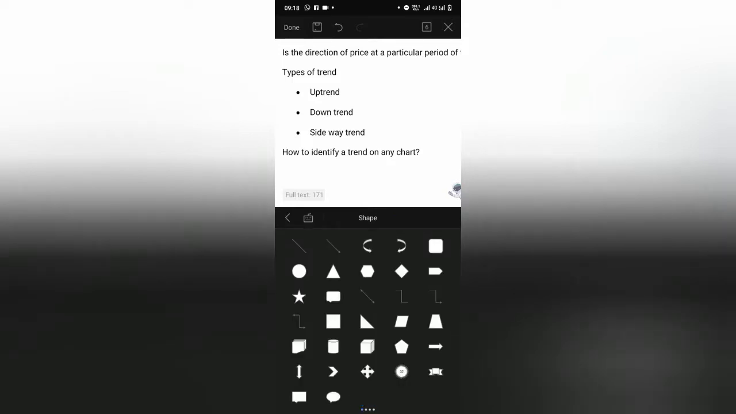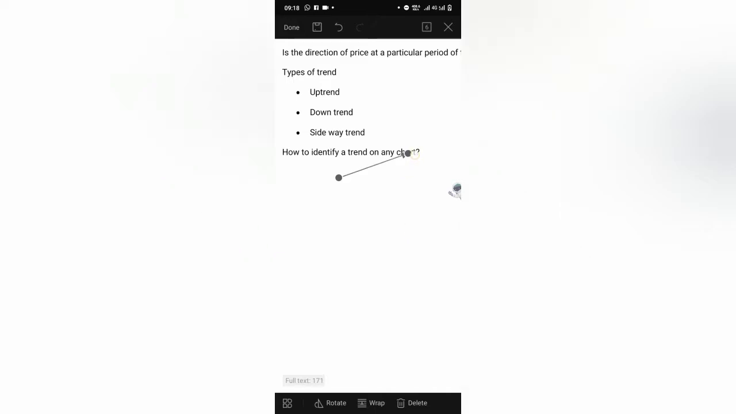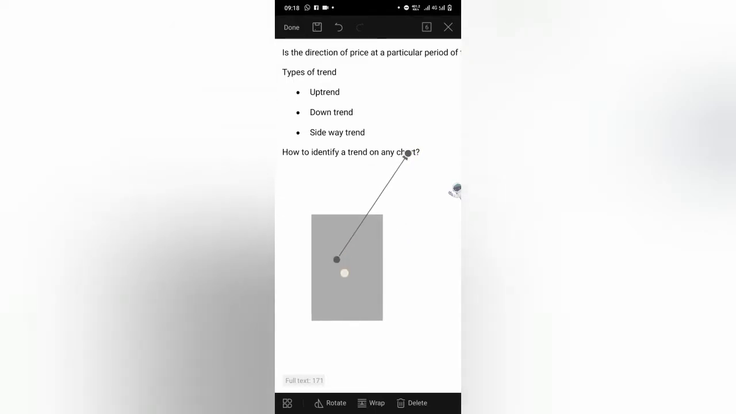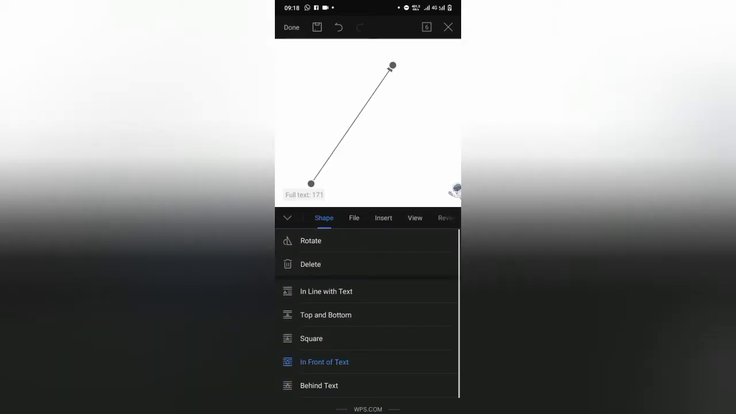Okay, if the price of the market is moving upward, if you get to your chart and you see that the price of the market is moving upward like this, that is an uptrend. But there's a way of going about it. Let's take another shape here again.